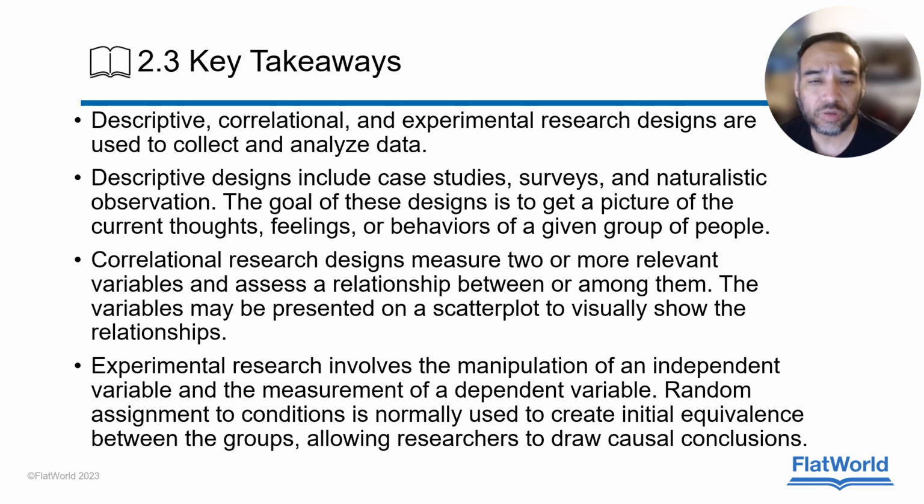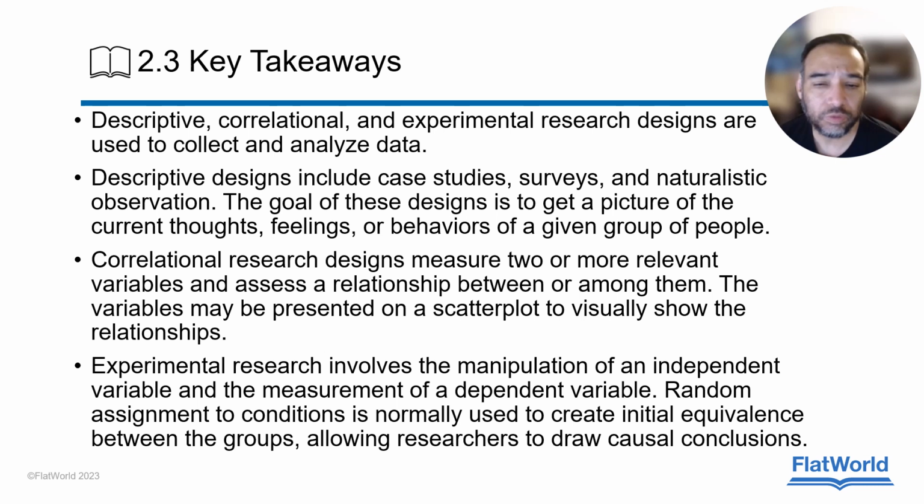We specifically talked about descriptive designs include case studies, surveys, and naturalistic observations. The goal of these designs is to get a picture of the current thoughts, feelings, or behaviors of a given group of people. Correlational research designs measure two or more relevant variables and assess a relationship between or among them. The variables may be presented on a scatter plot to visually show the relationships.